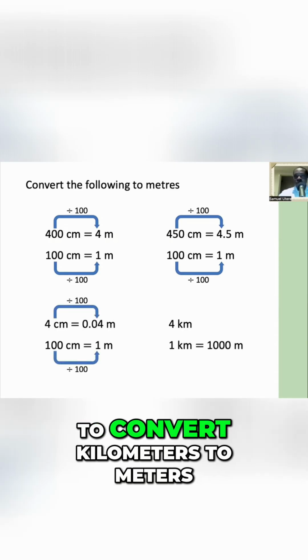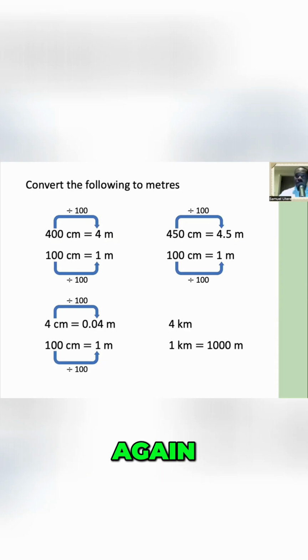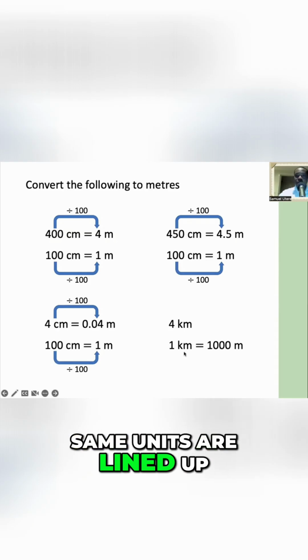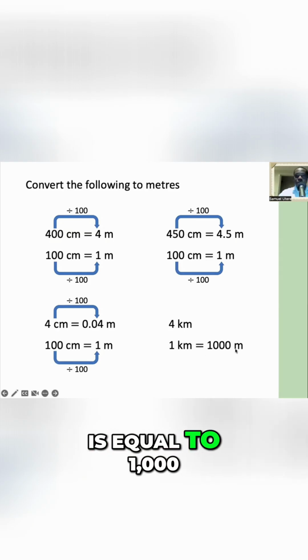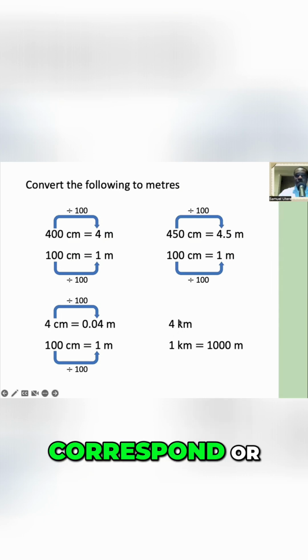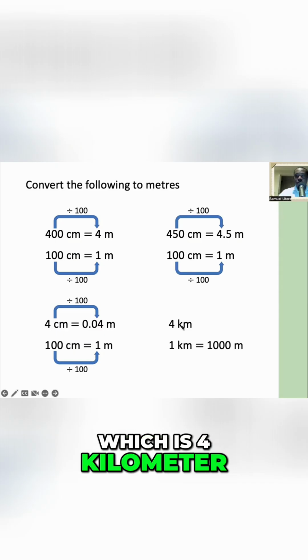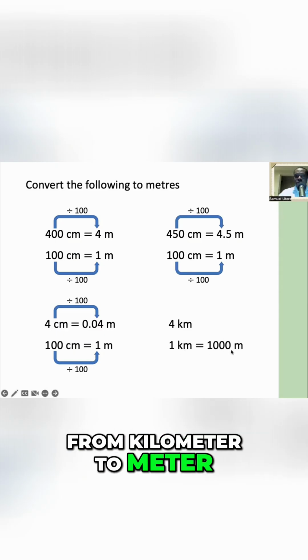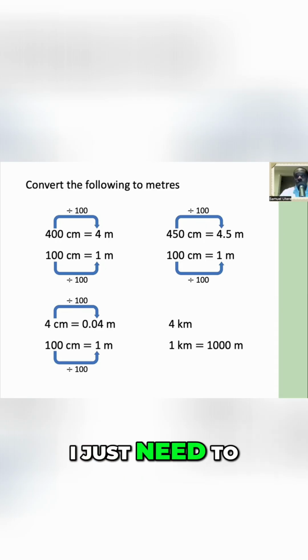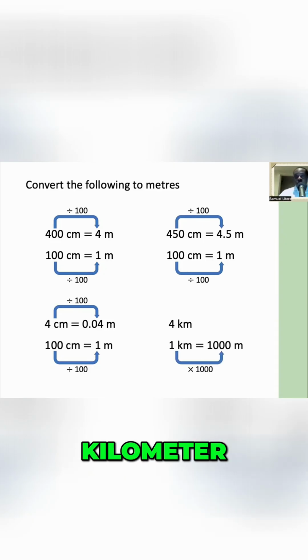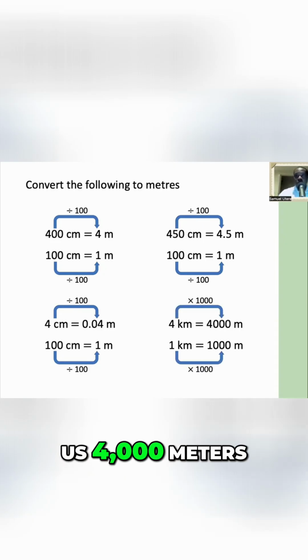Now, to convert kilometers to meters, again, remember, you have to write the facts that you know and look at the way we make sure the same units are lined up. Had to write 1 kilometer is equal to 1,000 meter and make it correspond or line up with the unit I want to convert from, which is 4 kilometers. I want to go from kilometer to meter. To go from kilometer to meter, I just need to multiply by 1,000. Because look, to go from 1 to 1,000, you have to multiply by 1,000. We are going to have to do the same to 4 kilometers, and that gives us 4,000 meters.